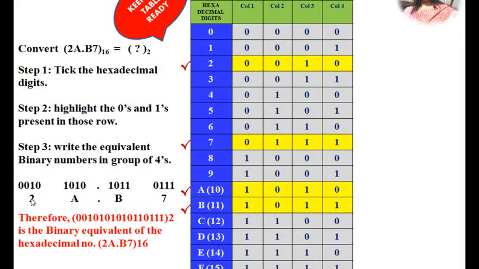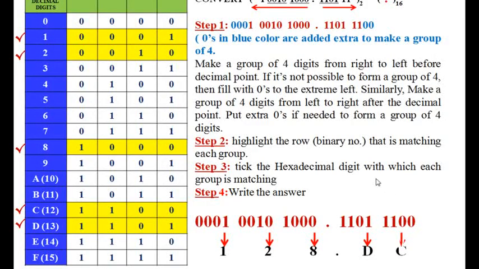2's binary equivalent is 0010, A's equivalent is 1010, put the point as it is, then B would be 1011 and 7 would be 0111. This is the binary equivalent number of the given hexadecimal number 2A.B7. So we have learned how to convert hexadecimal to binary.